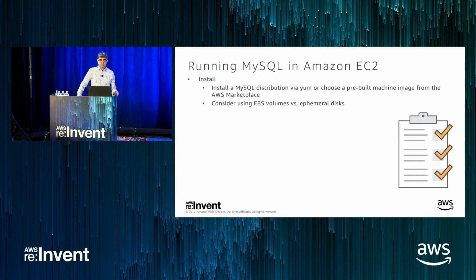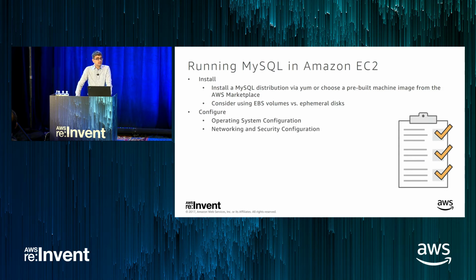The first step is to do the installation. You have to pick the version of MySQL that makes sense for you. Figure out which repository you're going to choose, which operating system you need. Maybe you choose a pre-built machine image, or pick one from the AWS marketplace. And once you set up the operating system, the next consideration is around storage. Do you use attached storage, ephemeral disks, or do you use EBS volumes? EBS stands for Elastic Block Storage. So there are some trade-offs there that we'll get into.